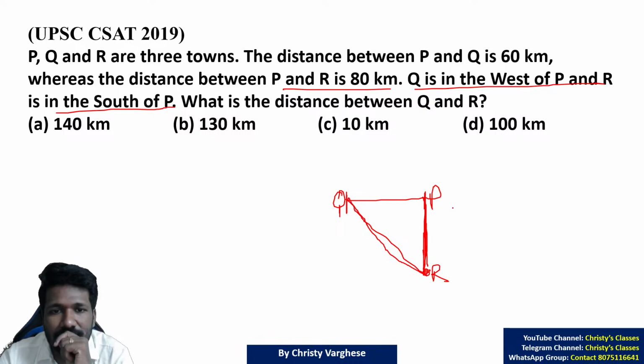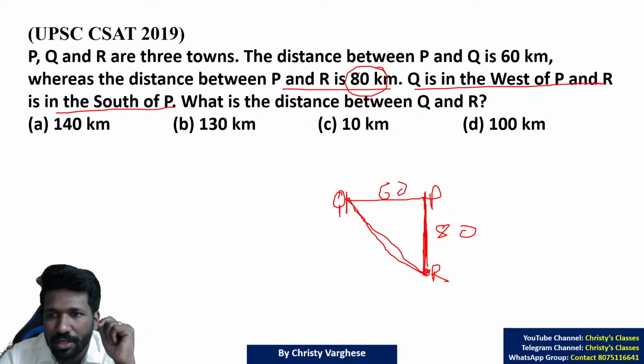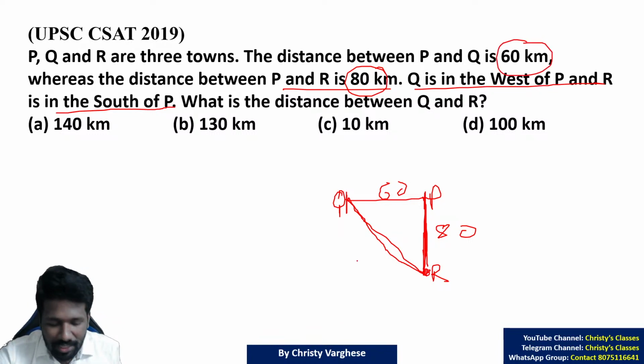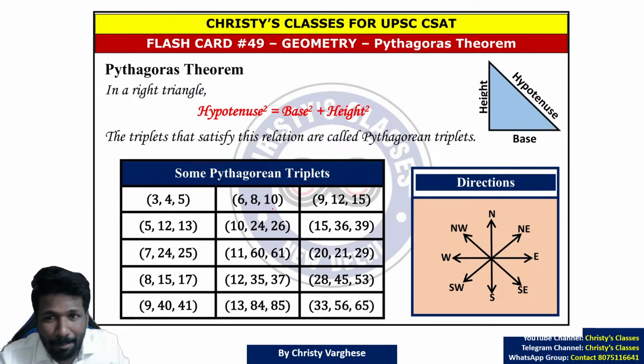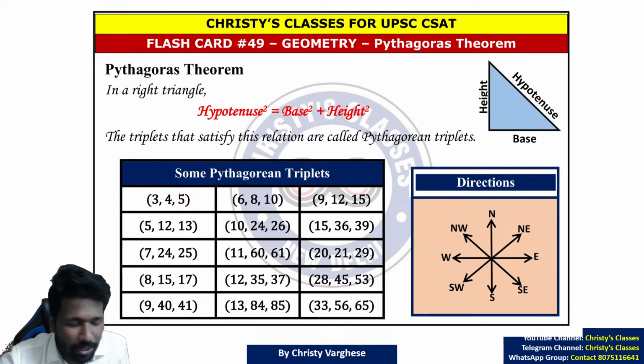Now what is the distance? P and R distance is 80. P and Q distance is 60. That is mentioned in the question. 60, 80 and the third side will be what? This is why I taught you Pythagorean triplet. Pythagoras theorem is not enough. Pythagorean triplet, if you know, I told you any scalar multiple of a Pythagorean triplet is Pythagorean.